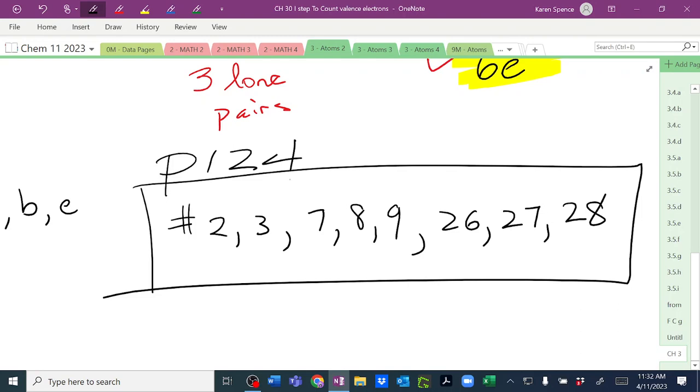Yes, certainly. Yeah, and if there's anyone who wants to redo average atomic mass, it's available. If you want to.